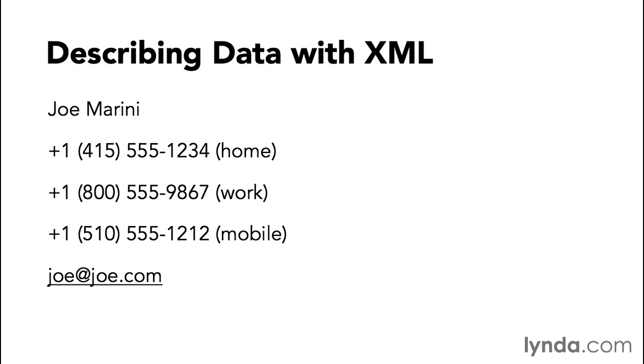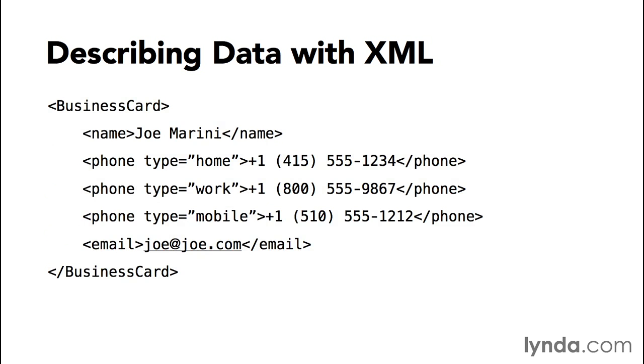So if we were to take the same example and look at it in XML, we might be able to structure it in a certain way. So for example, I might have a tag called business card. And the business card tag might be the root tag that holds the other data, like so for example, a name. And then there might be various tags like phone. And the phone tag might have an attribute that describes what kind of phone it is, home, work, mobile. And then there's a tag for email.